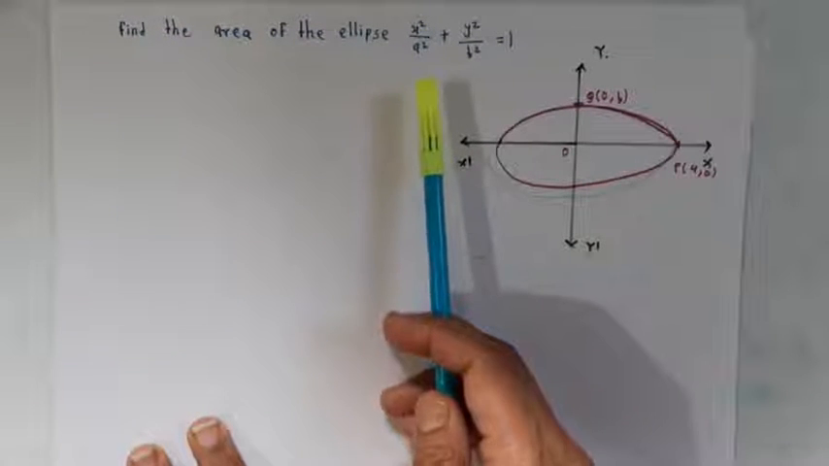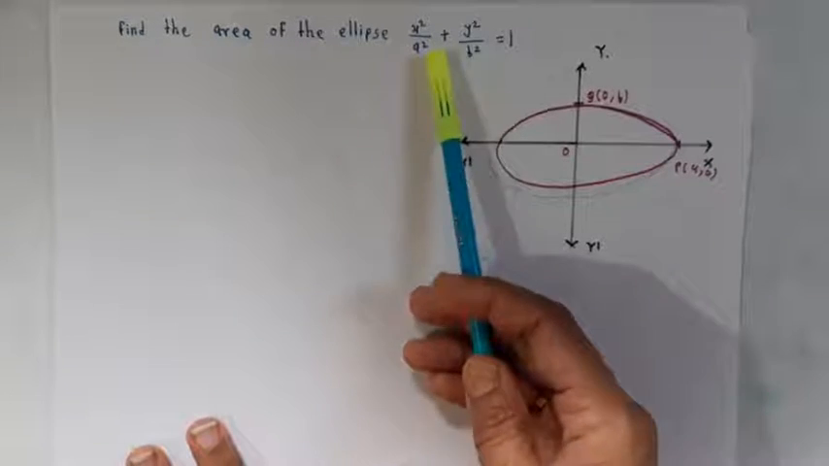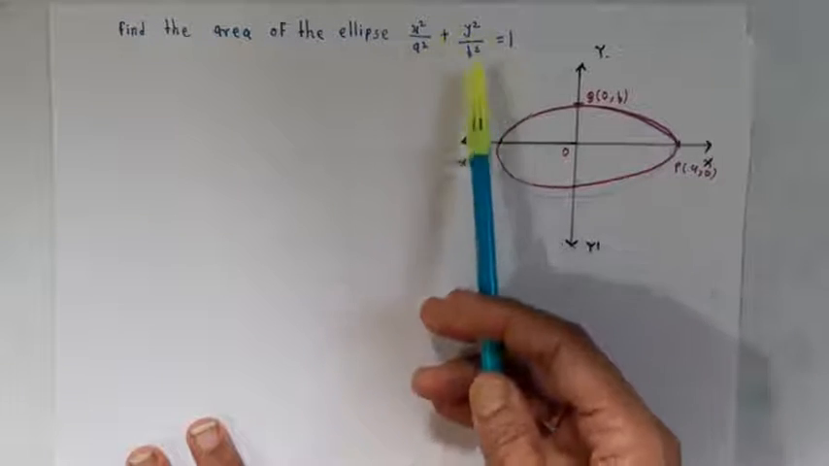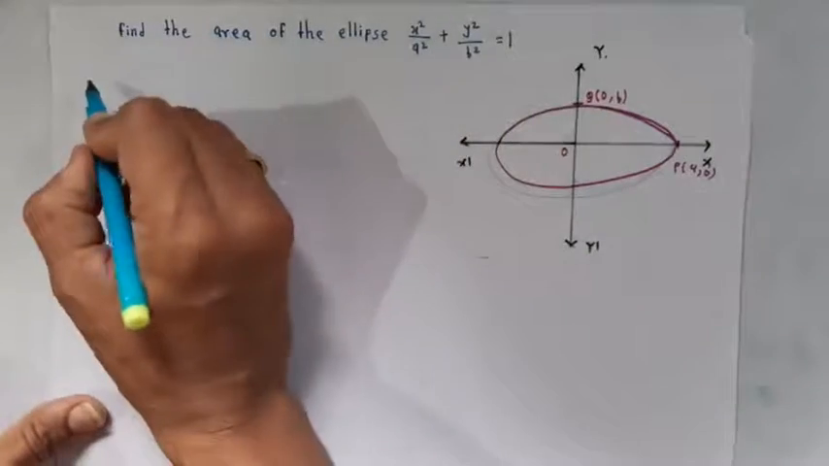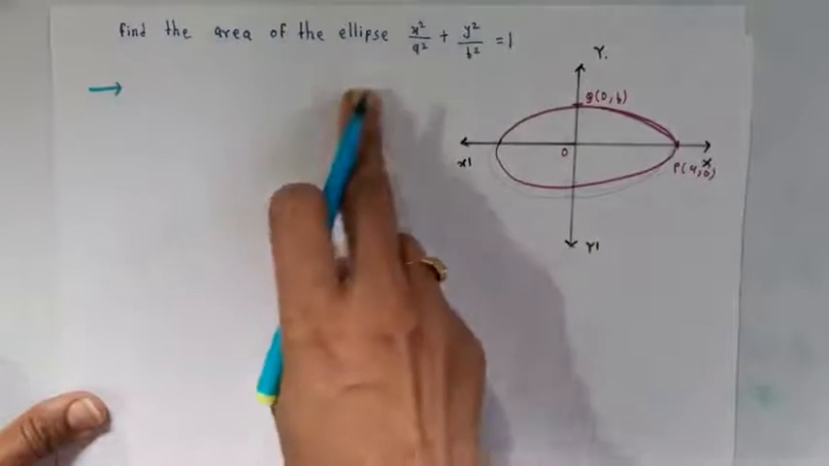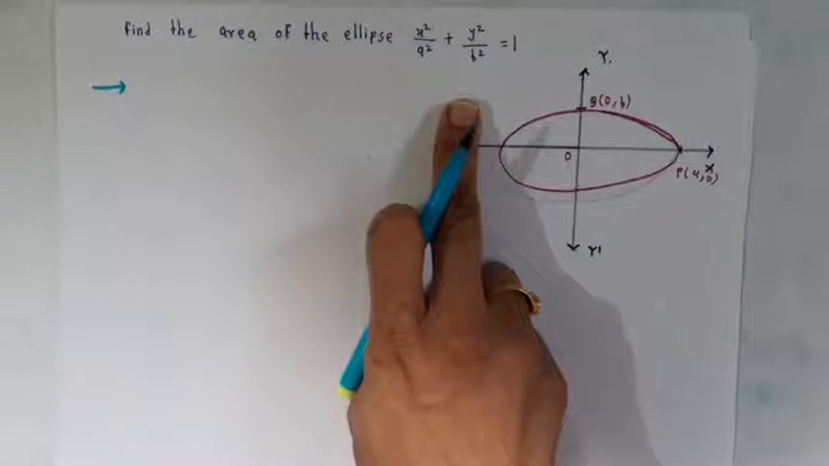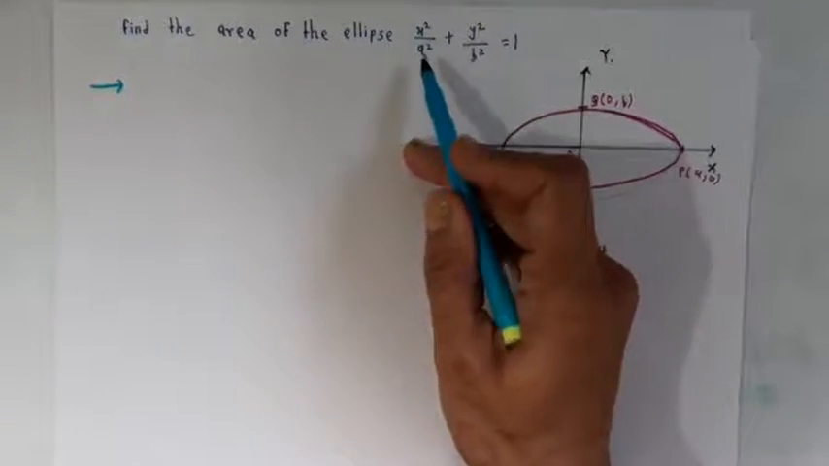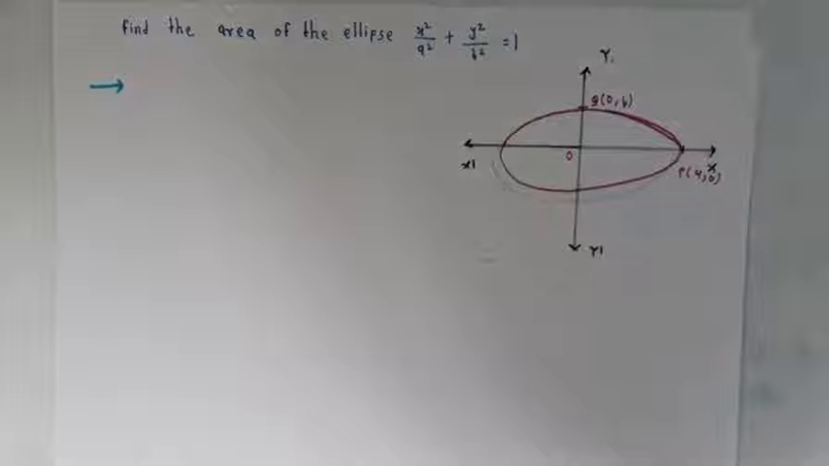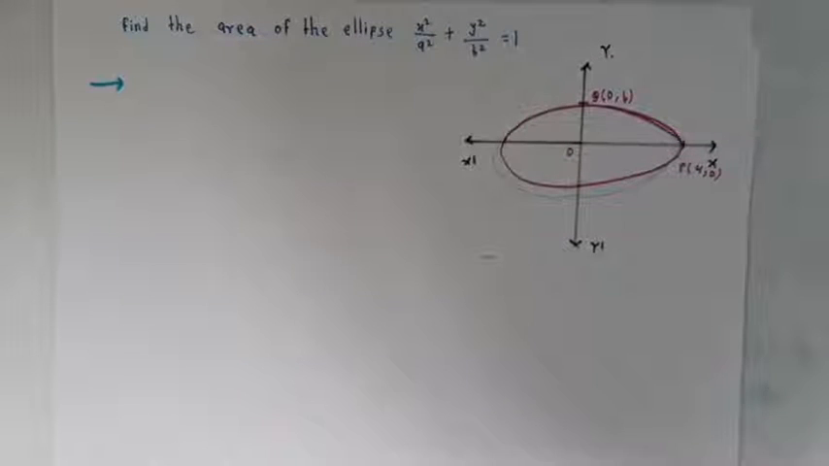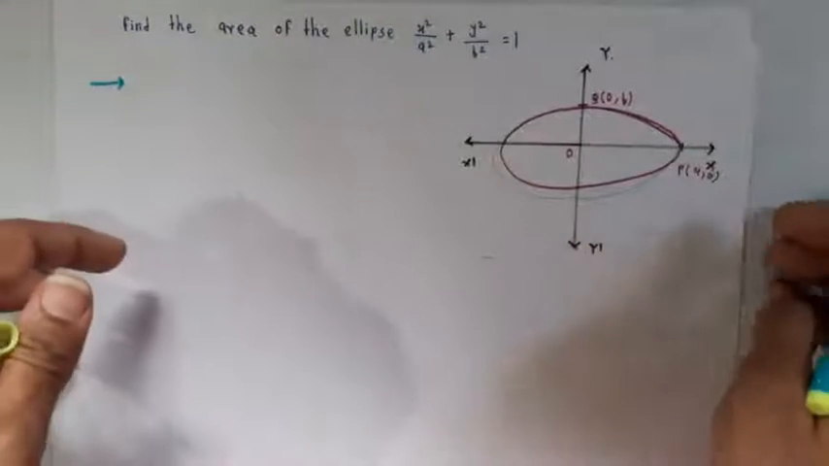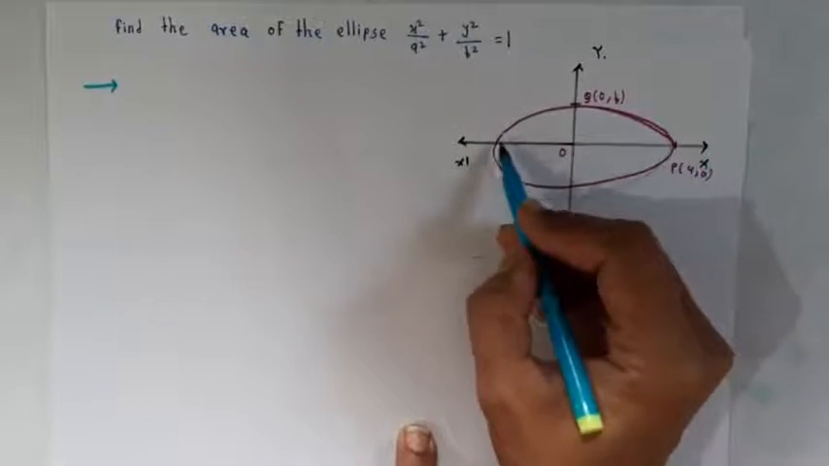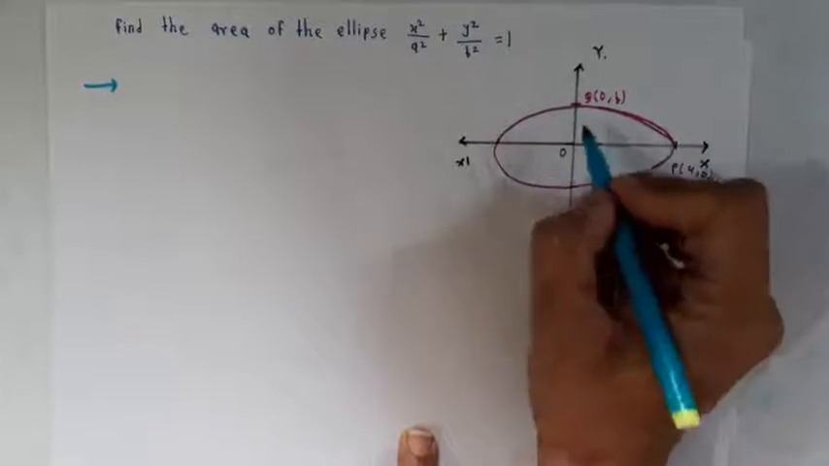The equation of the ellipse is given, that is x square upon a square plus y square upon b square equal to 1. So we have the ellipse with this equation. Let us find out the area of the ellipse. Before going to find it, let us draw the diagram of the ellipse.